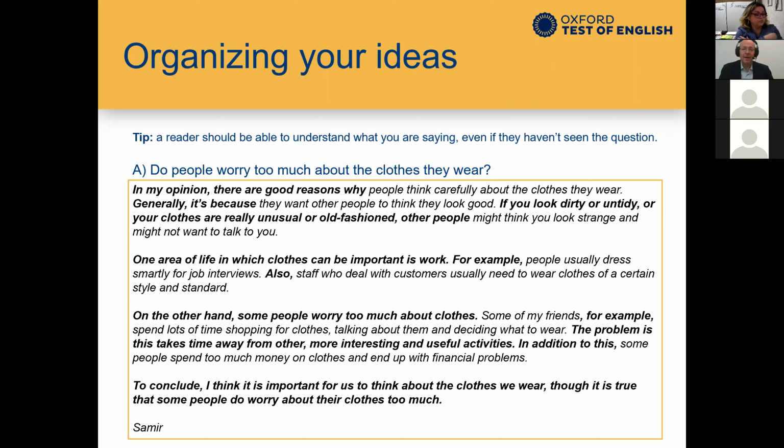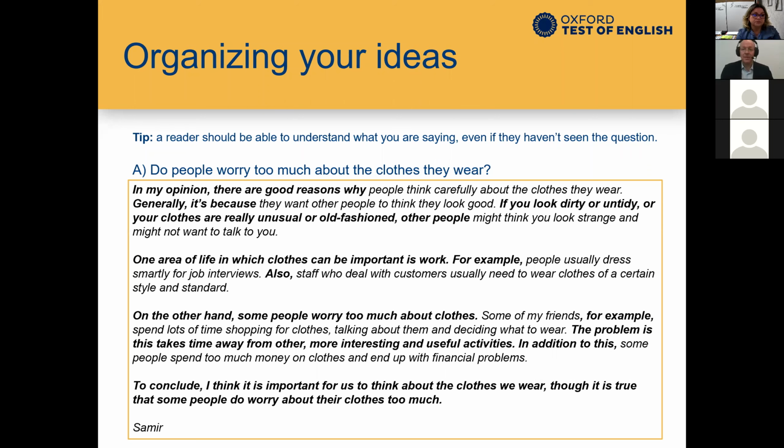Now, third paragraph, on the other hand. Now, this is really interesting. This expression, on the other hand, por otro lado, introduces a contrast in the argument. It means that until now, I've been talking about this opinion. From here, the opinion is exactly the opposite. On the other hand, some people worry too much about clothes. And here's another example of Lexis, worry about. We don't worry of or worry for, we worry about. Okay? Some people worry too much about clothes.